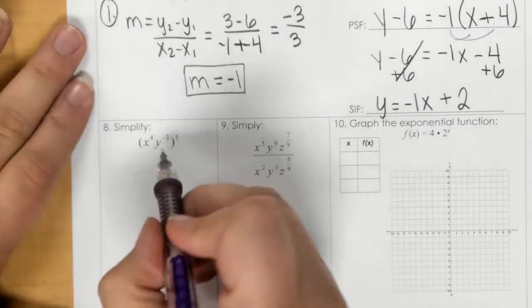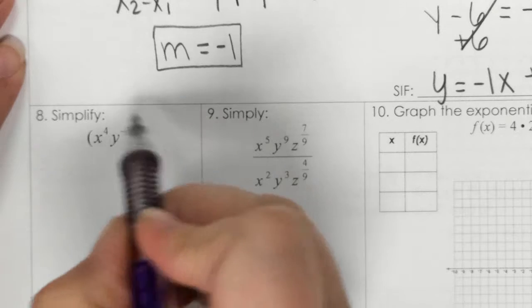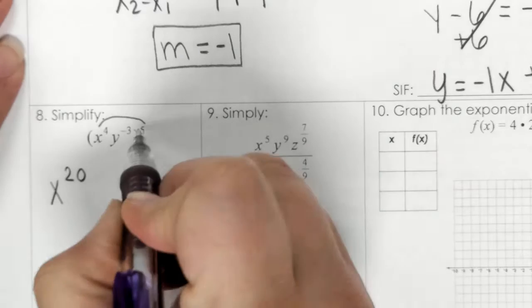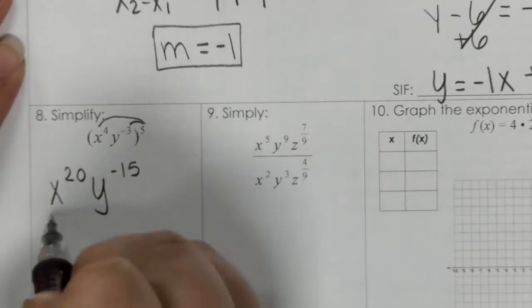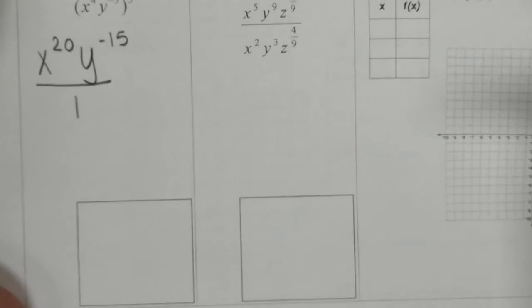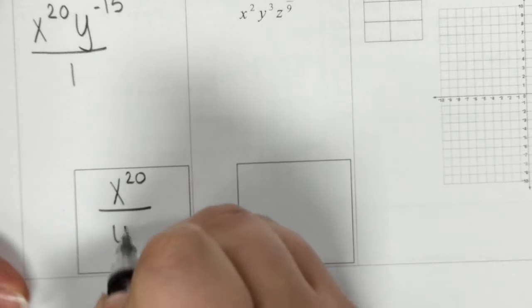Okay, number 8, when you're given exponents with parentheses, you're going to want to multiply. So 5 times 4 is 20, and 5 times -3 is -15. We've discussed that you can't keep a negative exponent, so I put that over 1, and I want to put the y at the bottom.